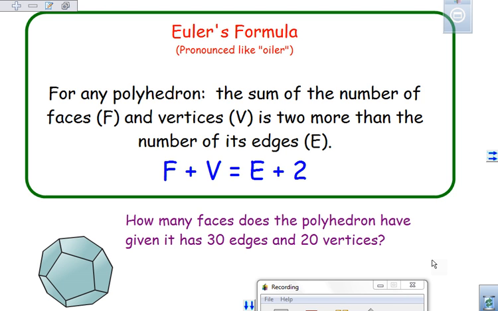Euler's formula. For any polyhedron, the sum of the number of faces and vertices is 2 more than the number of its edges. So faces plus vertices equals edges plus 2.